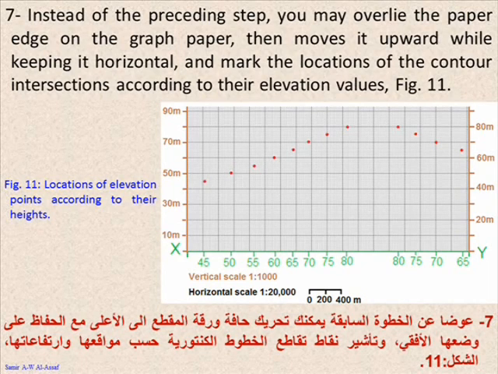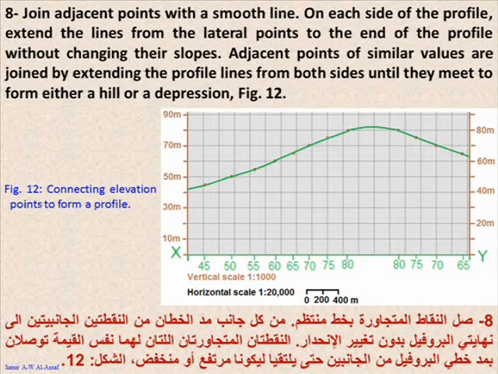7. Instead of the preceding step, you may lay the paper edge on the graph paper, then move it upward while keeping it horizontal, and mark the locations of the contour intersections according to their elevation values. Figure 11. 8. Join adjacent points with a smooth line. On each side of the profile, extend the lines from the lateral points to the end of the profile without changing their slopes. Adjacent points of similar values are joined by extending the profile lines from both sides until they meet to form either a hill or a depression. Figure 12.